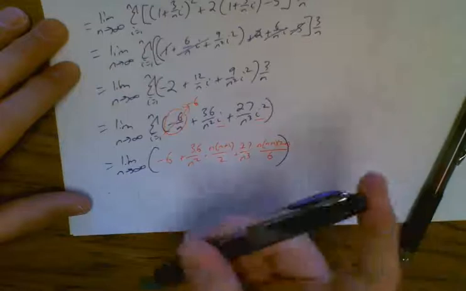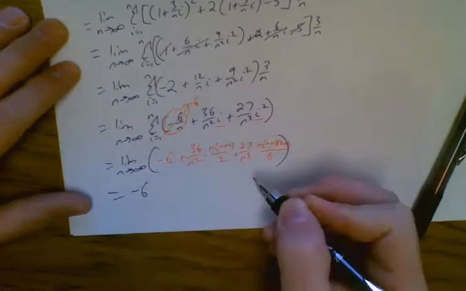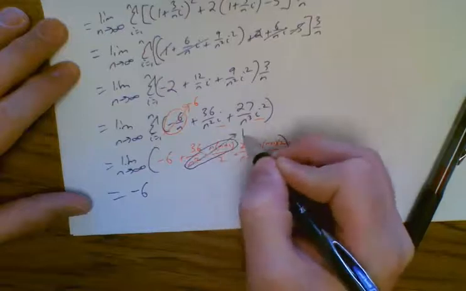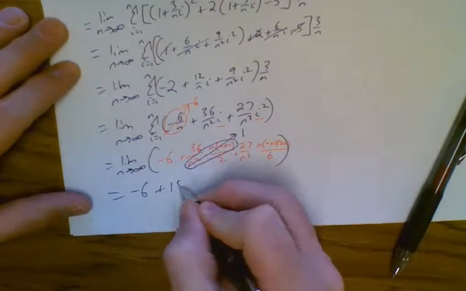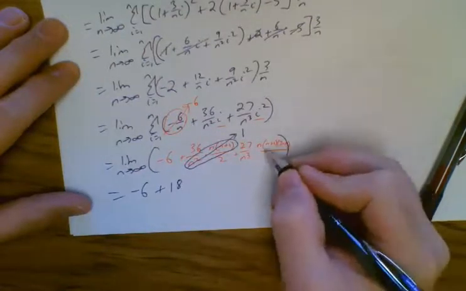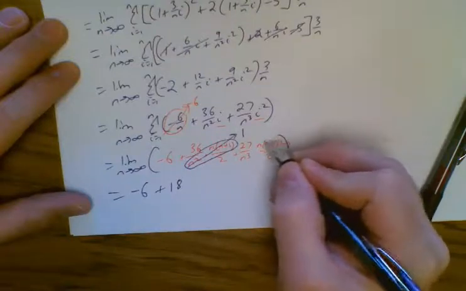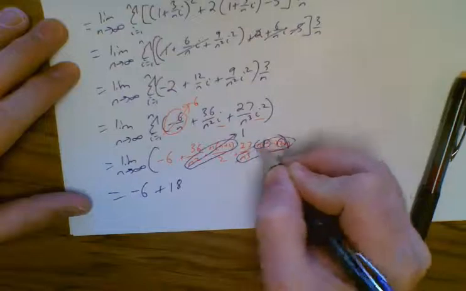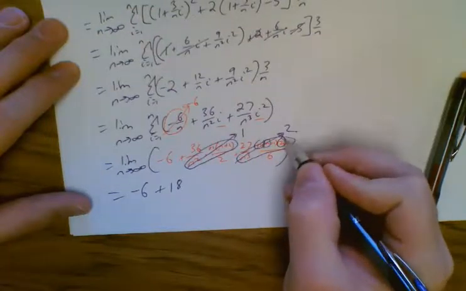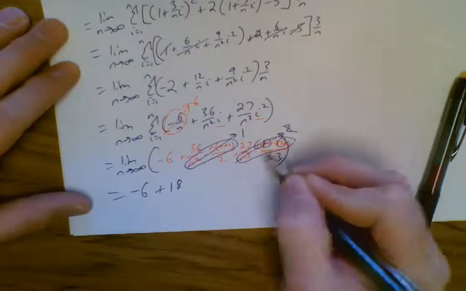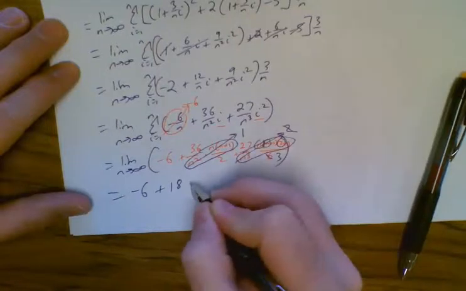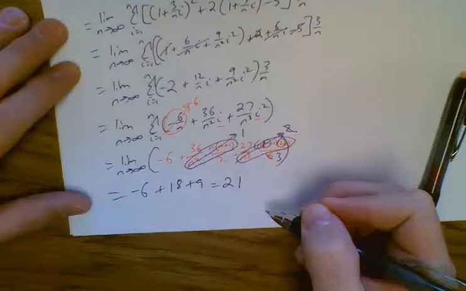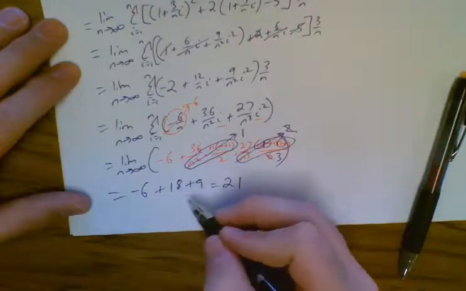So if I apply the limit, negative 6 is just negative 6. The n squared here and the n squared here just goes to 1. So I'm left with 36 over 2, which is 18. This turns into 2n cubed over here, right? n times 2n is 2n cubed over n cubed, so this just goes to 2. So I have 2 over 6, which is 1 over 3, times 27, divided by 3 is just 9, so plus 9. So if I put that all together, I get, I believe, 21. Okay, that's negative 6 plus 18 is 12, 12 plus 9 is 21.